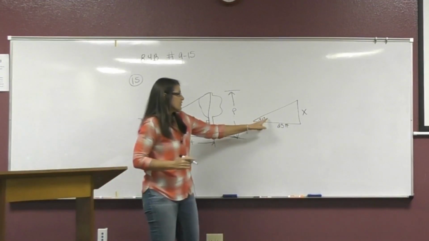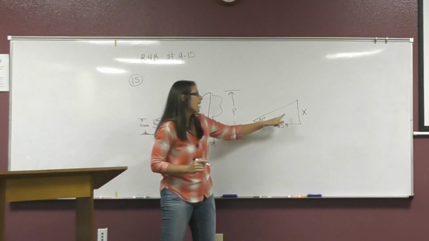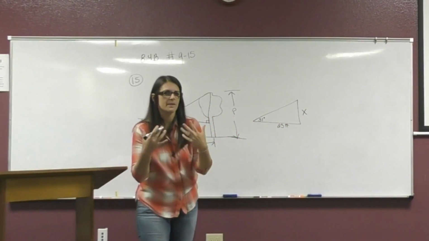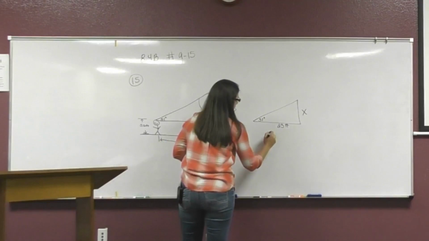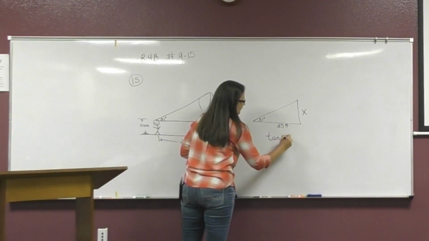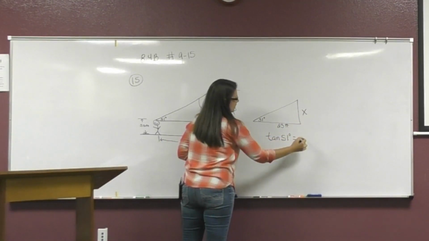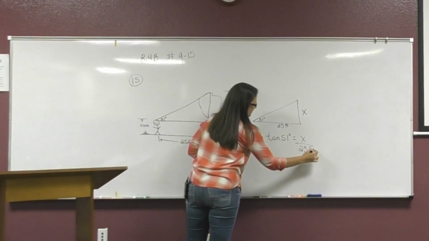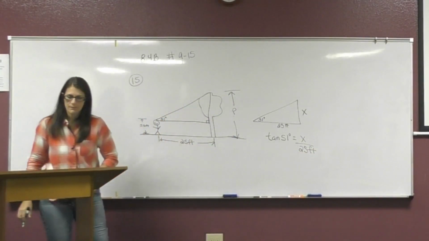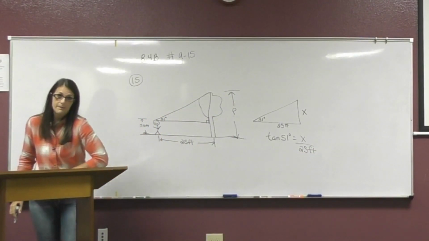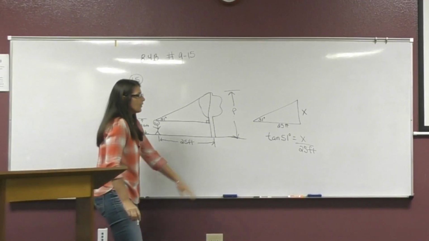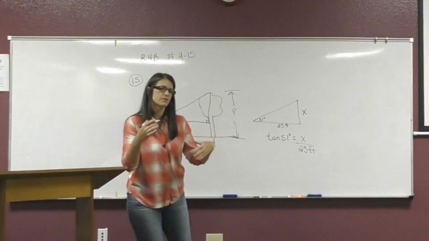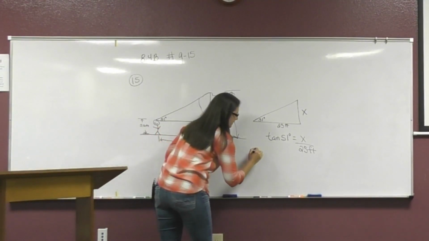So in relation to this angle right here, I'm looking for opposite and I'm given adjacent. So opposite and adjacent, that means tangent. Okay, so I've got the tangent of 51 degrees equals opposite, which is x, over adjacent, which is 25 feet. Okay, hopefully everybody's still with me. Okay, so to solve for x, x is being divided by 25 feet, so I just do the opposite, so I'm going to multiply both sides by 25 feet.